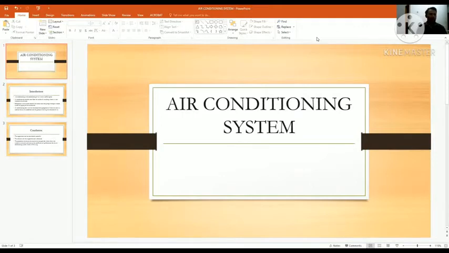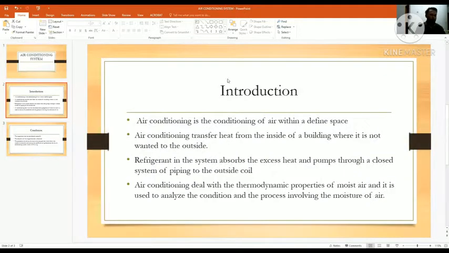So today I will explain about the air conditioning system. For the introduction, air conditioning is the conditioning of air within a defined space, usually a residence or place of business. Conditioning usually involves heating or cooling, humidifying or dehumidifying, and altering air, thus controlling its moisture level. Conditioning it to provide maximum indoor comfort.